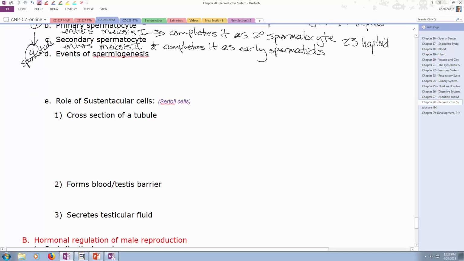Spermiogenesis is the streamlining of the spermatid. Because we want to have these round cells to actually be able to be motile. And in order to do that, we need a flagellum. So what will happen is we will end up with a loss of cytoplasm.